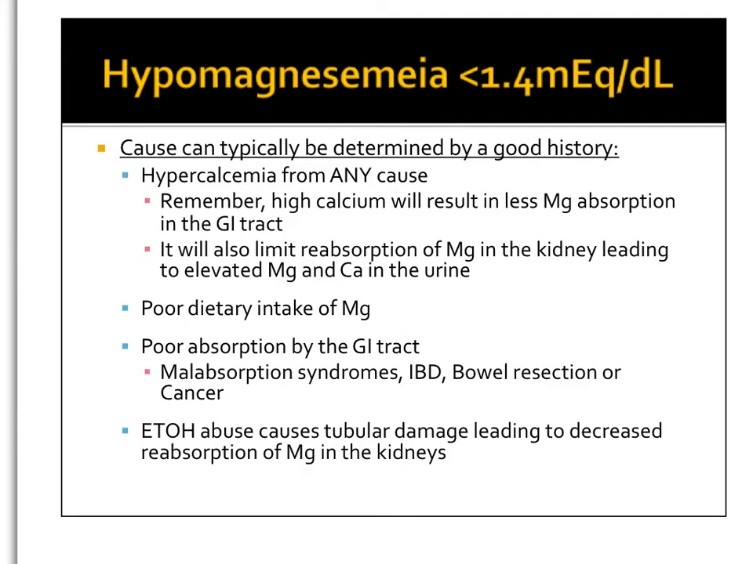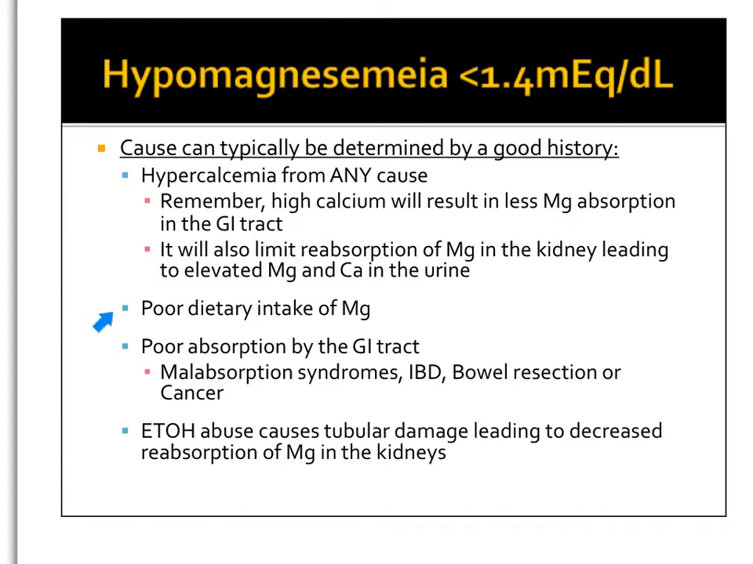There are a variety of causes that result in low magnesium levels, and many of them can be determined by just taking a good history. So as we stated earlier, there's an inverse relationship between calcium and magnesium. So if there's elevated calcium, then we're going to probably have decreased absorption of magnesium in the gut. And that can be for any reason that you'd have high calcium levels. In addition, for whatever reason, when there's also high levels of calcium, that tends to inhibit the reabsorption of magnesium from the kidneys, and this can lead to elevated levels of mag and calcium in the urine.